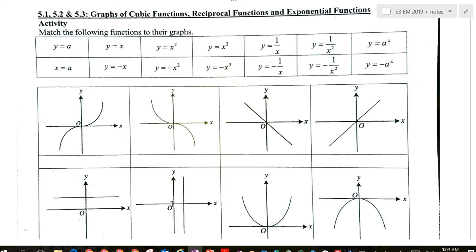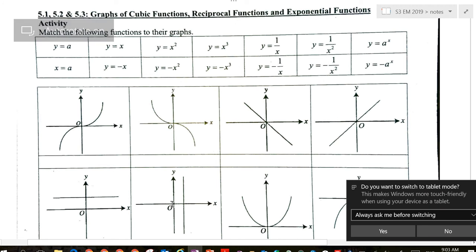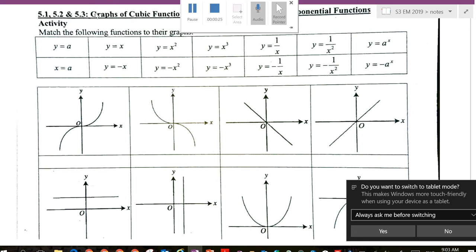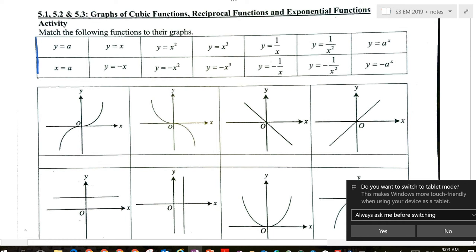Can you group them up into a few types of graph? So use your pen and draw the boxes. Do you know this one actually belongs to one group?